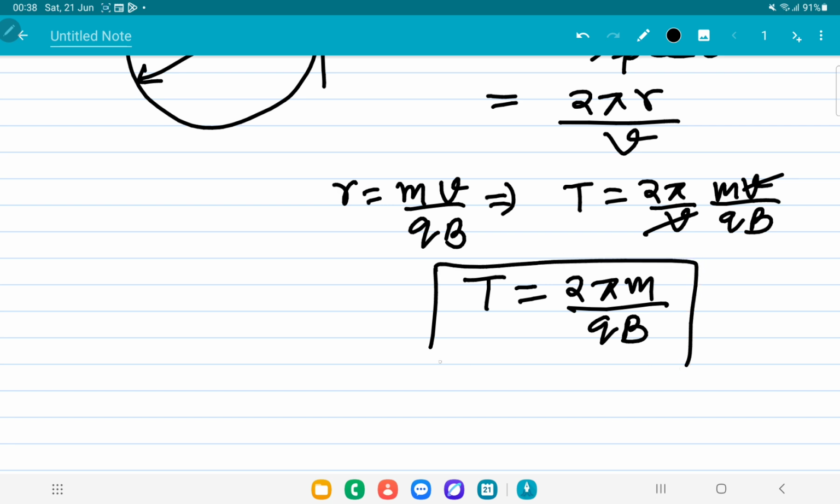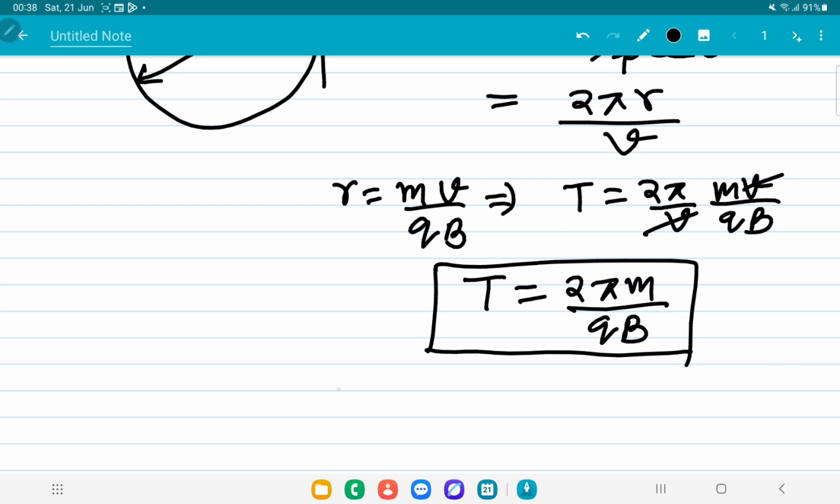This is a very important result, which shows that the time taken by the charged particle to complete the circle is independent of the speed of the charged particle. So even if I double the speed, the time taken to complete the circle will remain the same. Even if we decrease the speed by 50% or 80% or 10%, the time will remain the same.